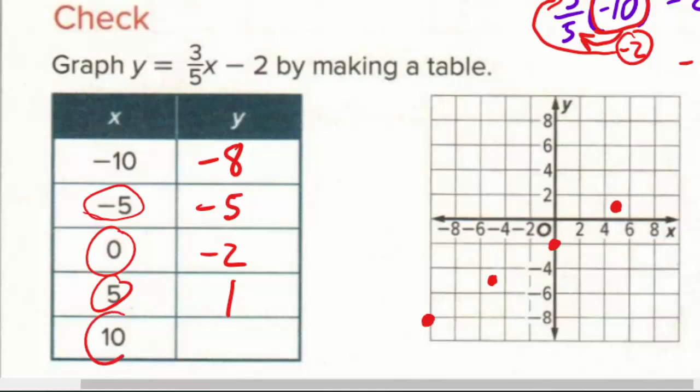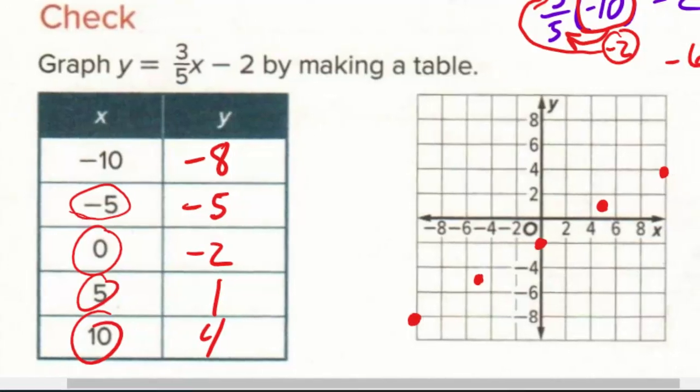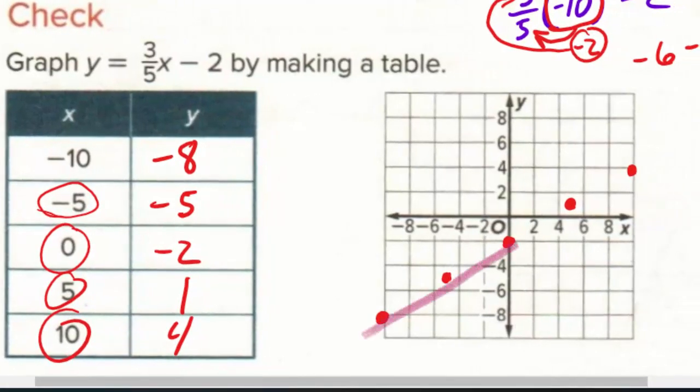And then we'll put a 10 in there. And 10 divided by 5 is 2. 2 times 3 is 6. 6 minus 2 is 4. So we have a 10 and a 4, which would be right about there. Last step is to just draw the best straight line through those points that you can. And don't forget to put arrowheads at the end of your line.